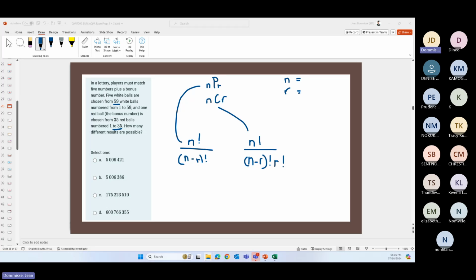Okay, cool. So you say permutation. So would we have gone for n 59 permutation 5 for the white balls, and then 35 permutation 1 for the red balls, and multiply those two with one another? Is that what you would have done?